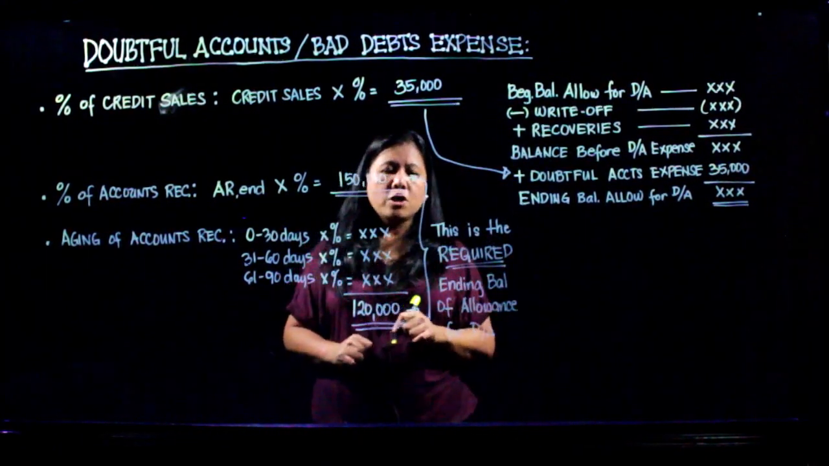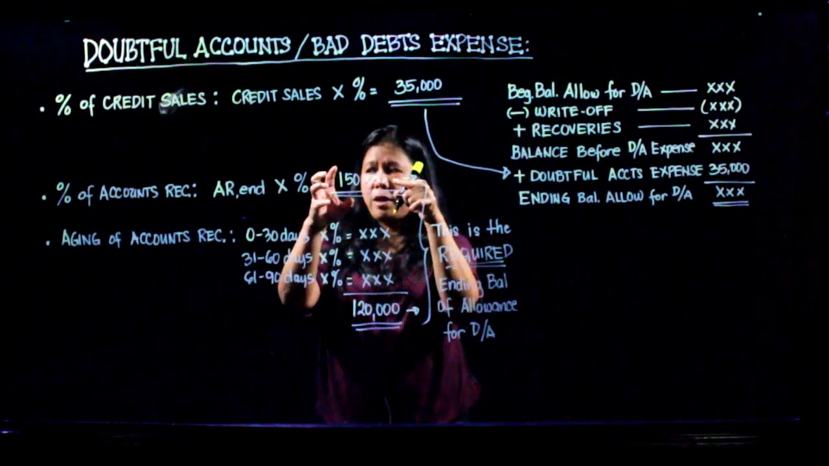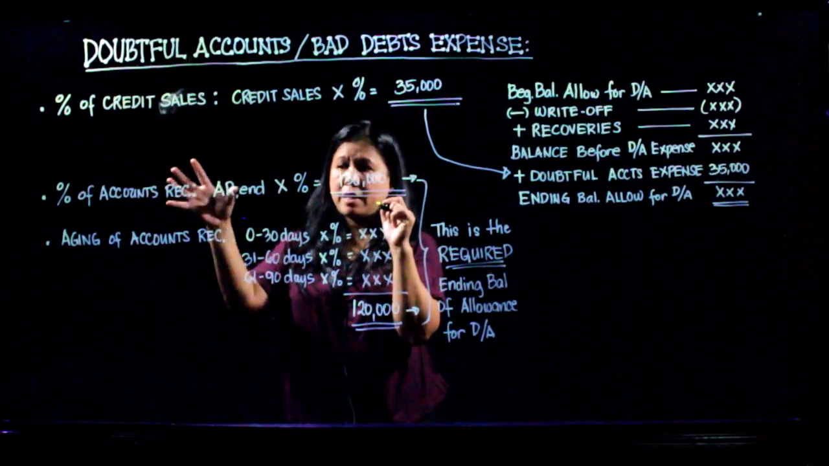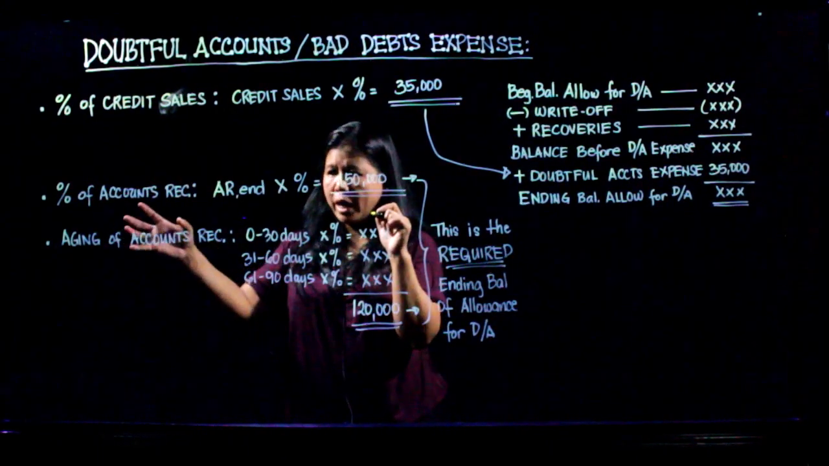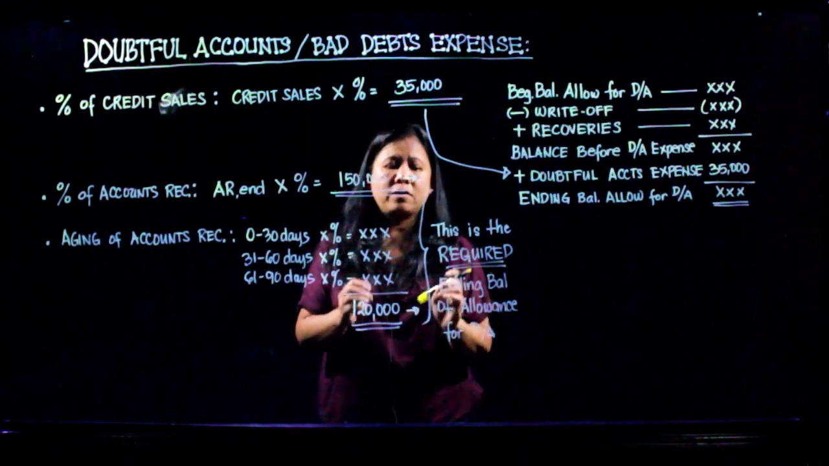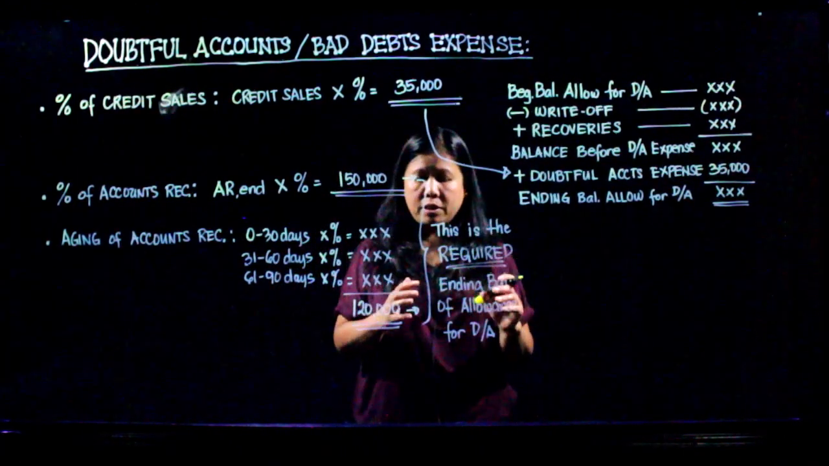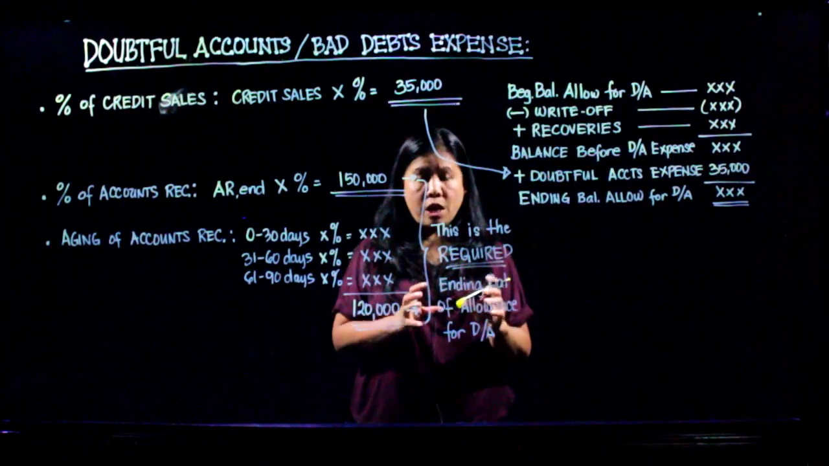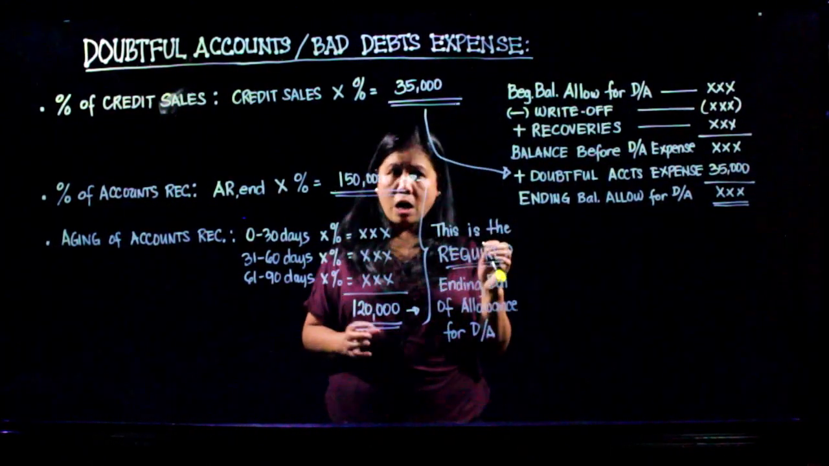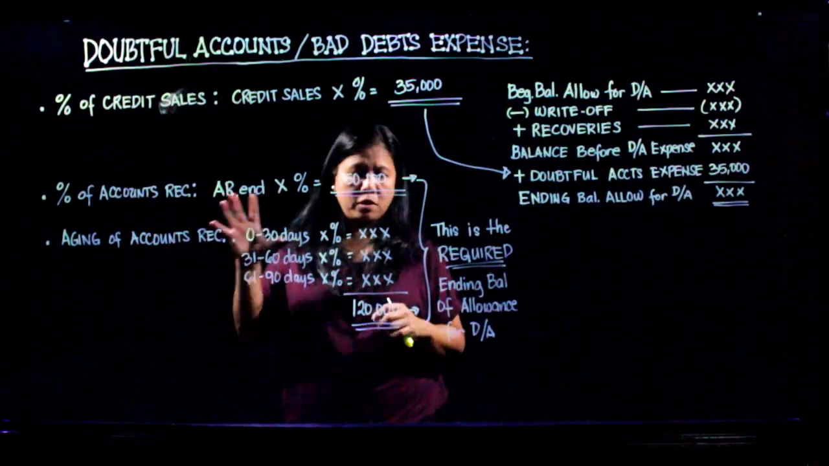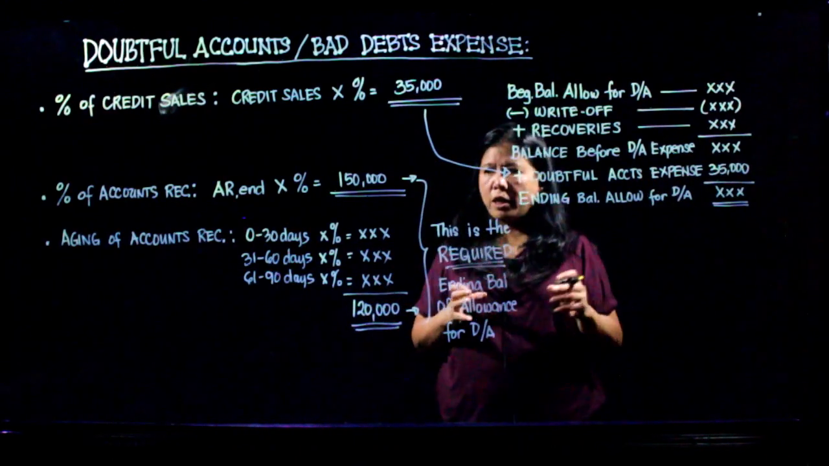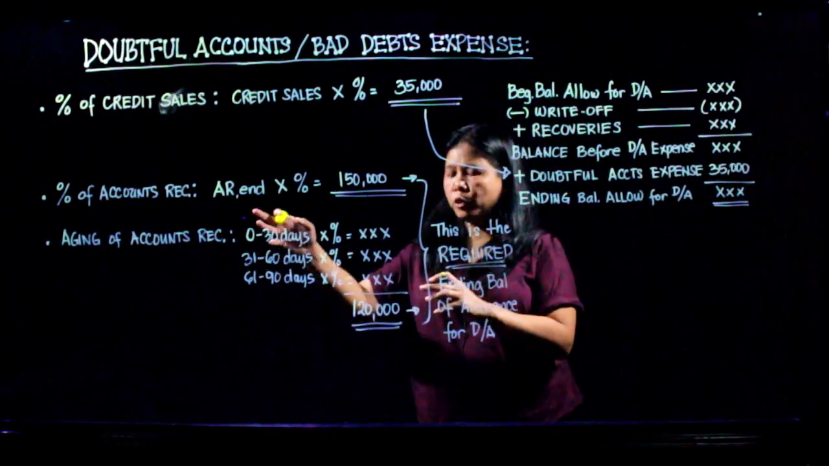All right, so this amount right here that we calculated from the percentage of the accounts receivable or the aging of accounts receivable, this is your required ending balance of your allowance for doubtful accounts. So how do we calculate the doubtful accounts expense using these two methods? Let me write down another formula here for our two methods.